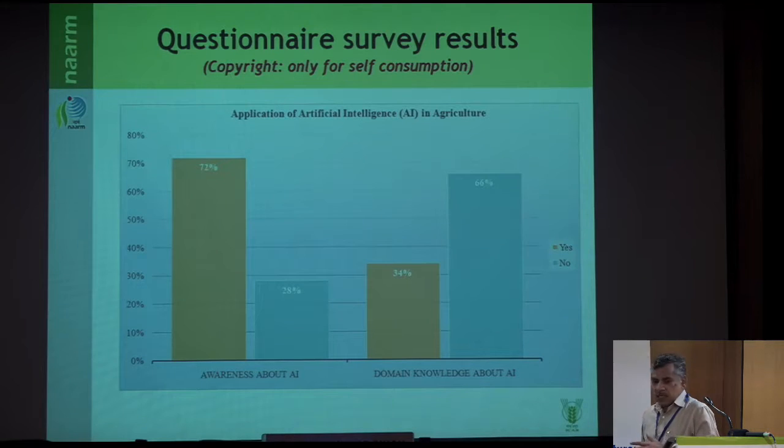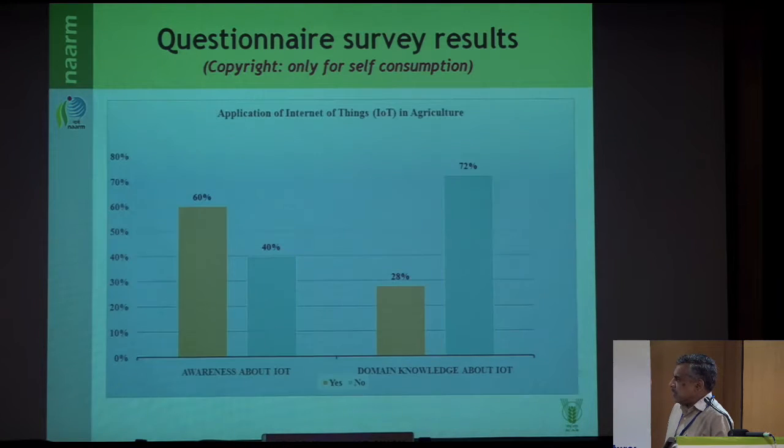Now look at some of the survey results which I can share with you. What is the level of awareness of, let us say, artificial intelligence? More than 70% are aware. But when we say domain knowledge in agriculture, it is only 34%. So they know artificial intelligence, but how do we apply it from the agriculture perspective? That is one area where work has to be done. Similar results came for IoT also. Here it is even 28%, which says that they know about the domain.